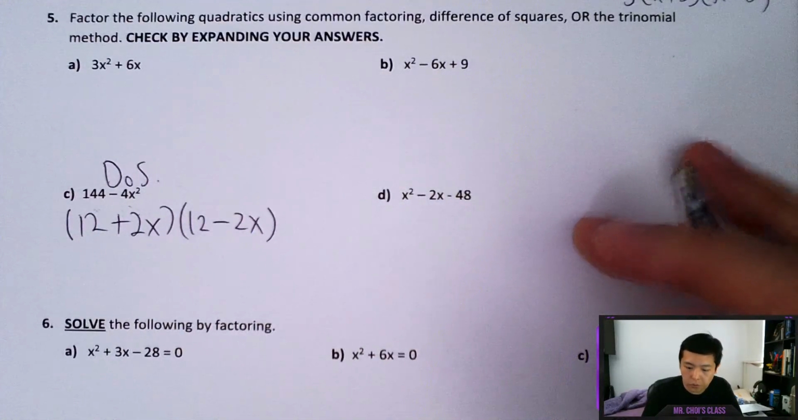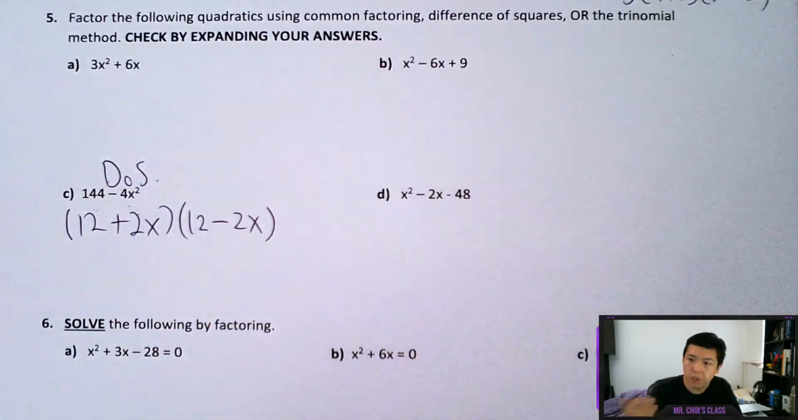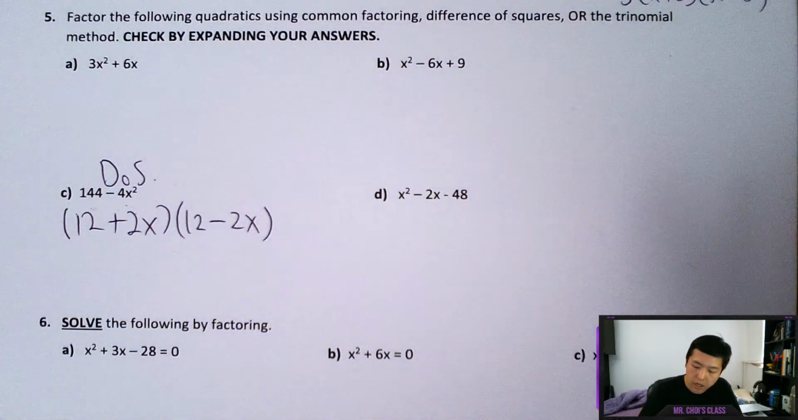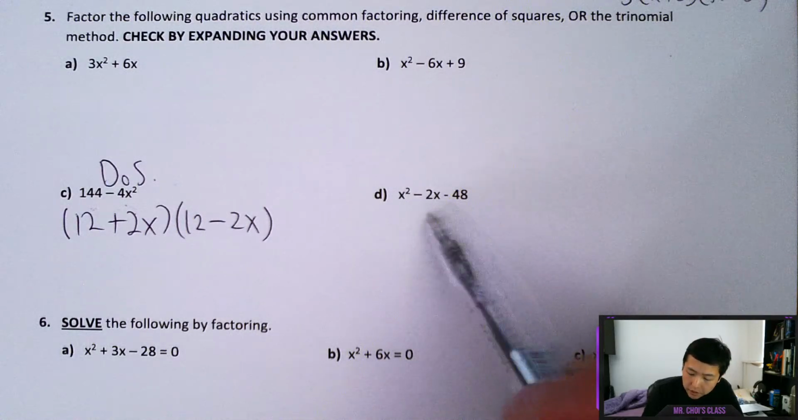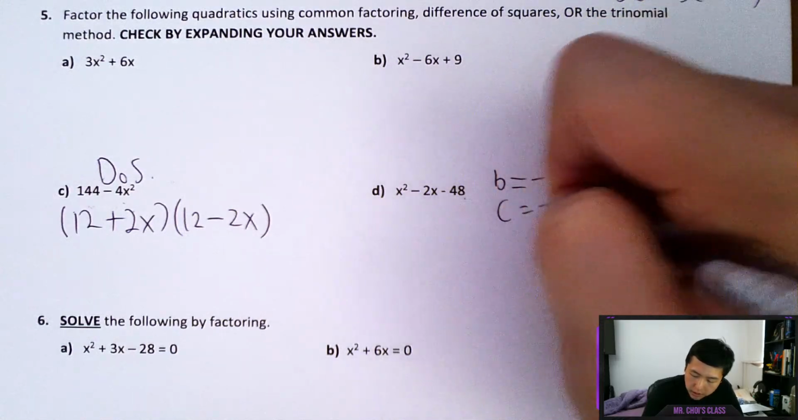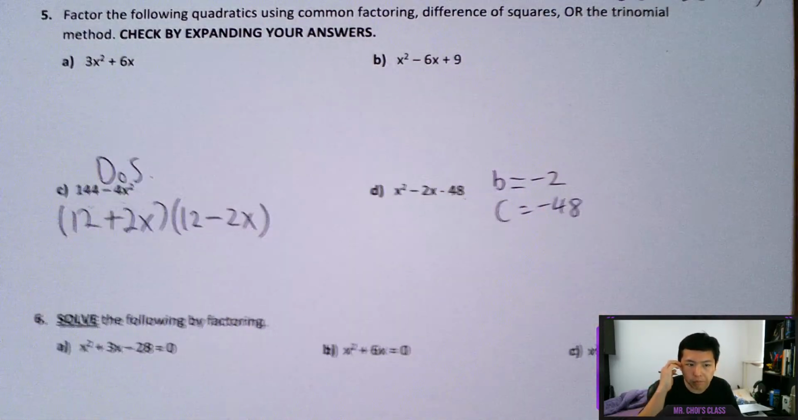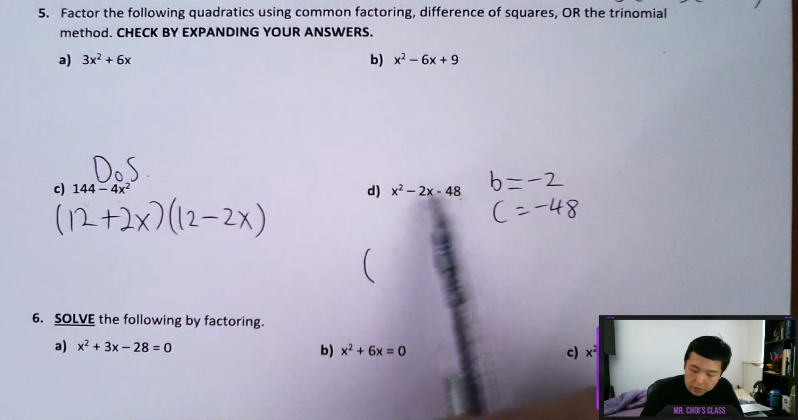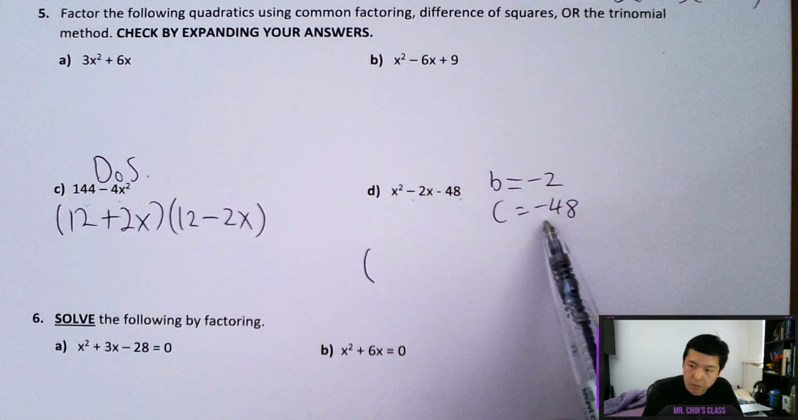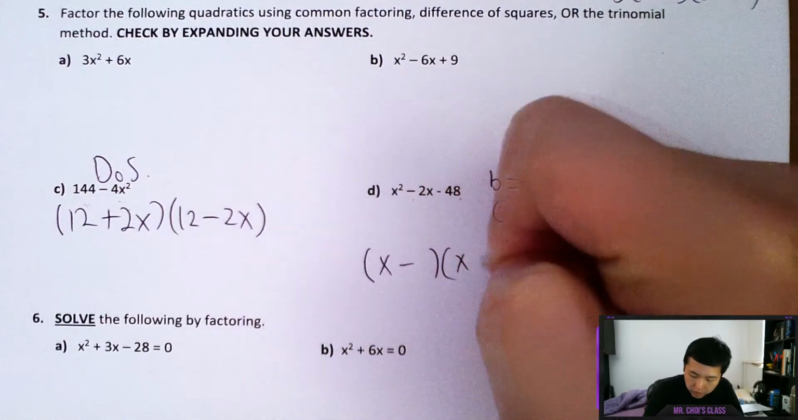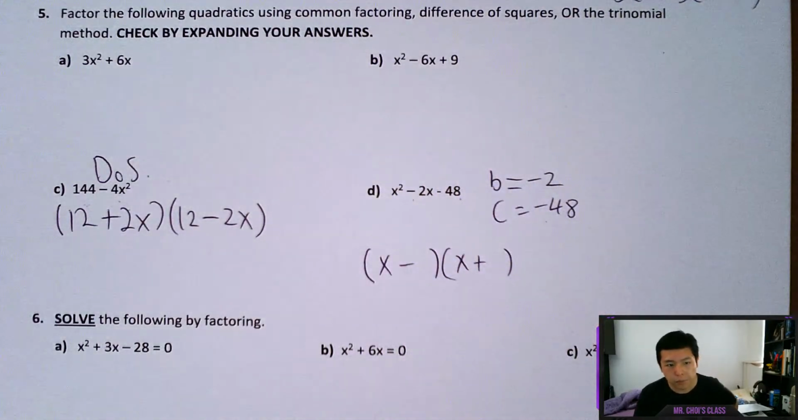Okay. For D here, first we check common factor. Is there a common factor? No, there's no common factor. Next, we see what B and C are. B is -2 and C is -48. The tip I told you is that if the middle number is negative and the last number is negative, then the bigger number of the 2 is negative. That's what I told you before.